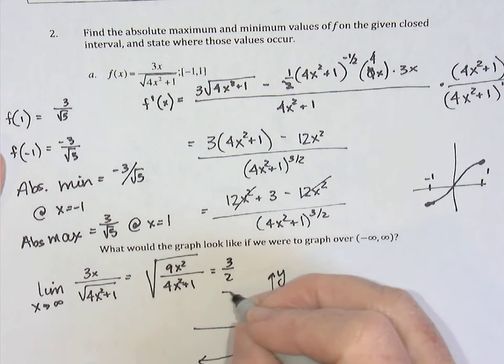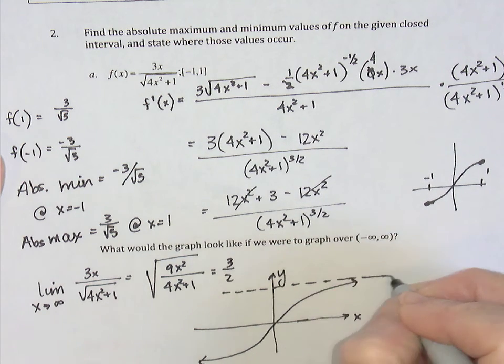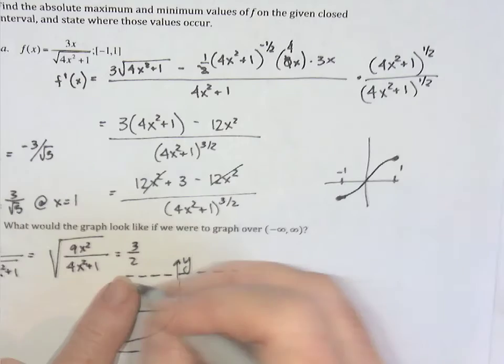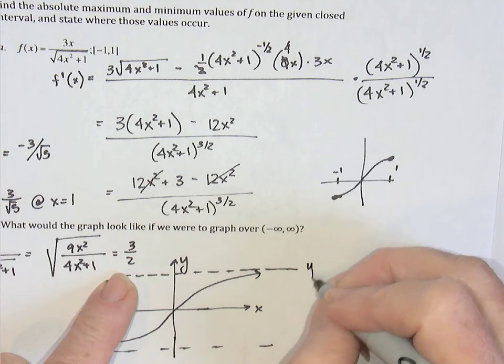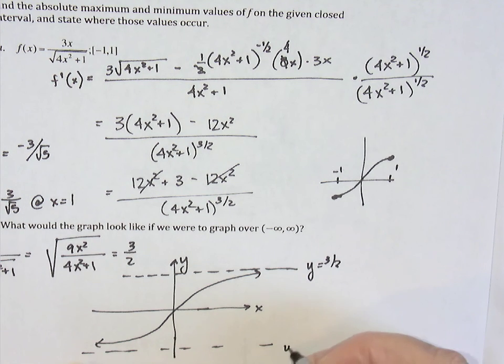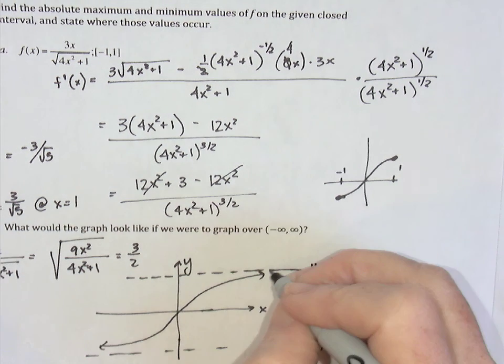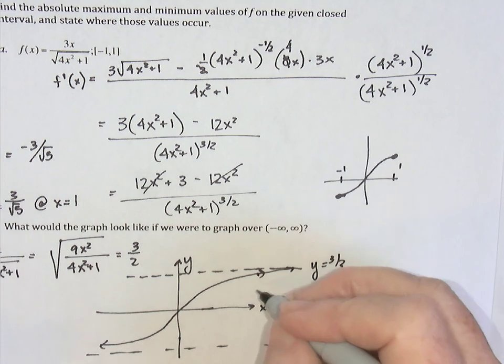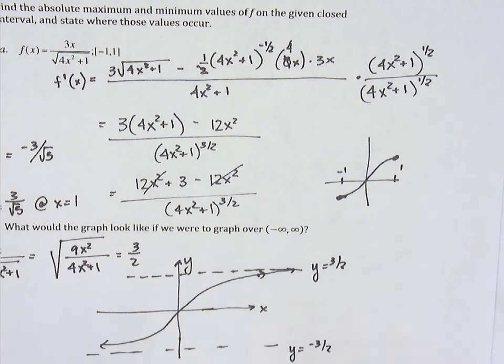So in actuality, this is what this looks like. As x approaches infinity, I'm going to have a horizontal asymptote at y equals 3/2. And as we go to -infinity, another horizontal asymptote at y equals -3/2. So this is a bounded function, but nevertheless, we never acquire an absolute max or an absolute min.